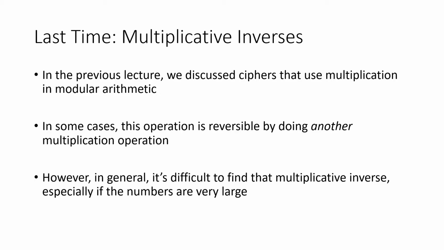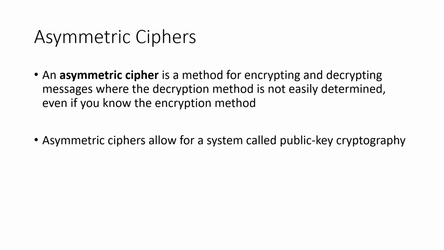Last time we talked about ciphers that use multiplication in modular arithmetic as the encryption method. And what we saw is that when this operation is reversible, and it's not always reversible, but when it is, we can do it by doing another multiplication operation. But in general, it's difficult to find that second reverse multiplication operation, especially if the numbers happen to be very large. So this is an example of what we call an asymmetric cipher.